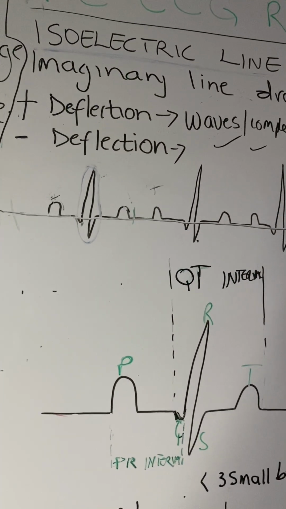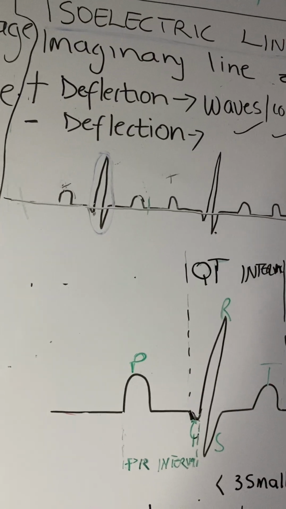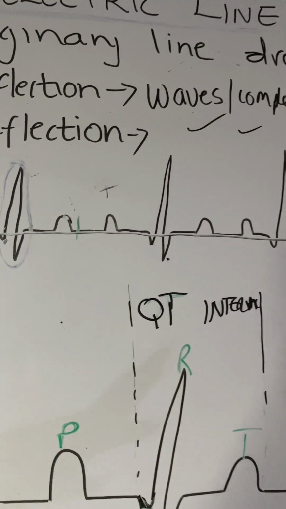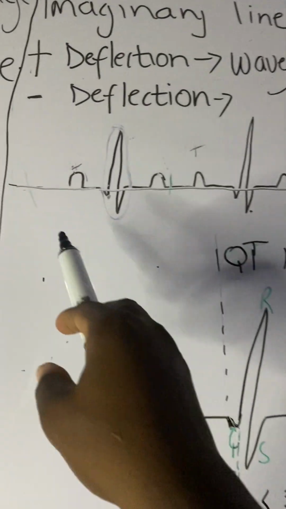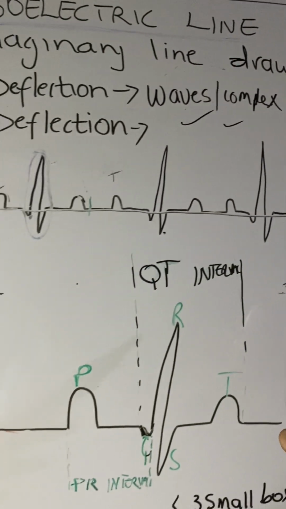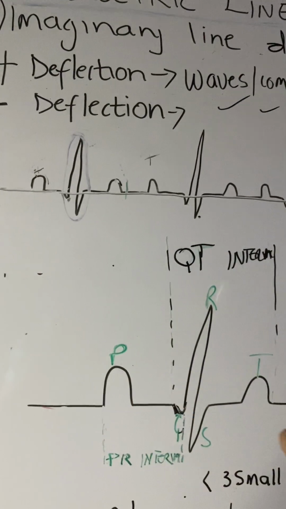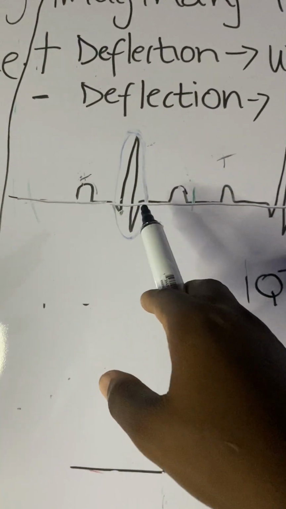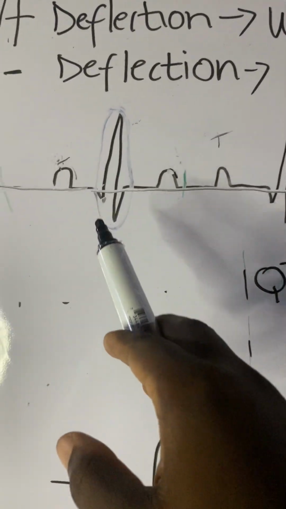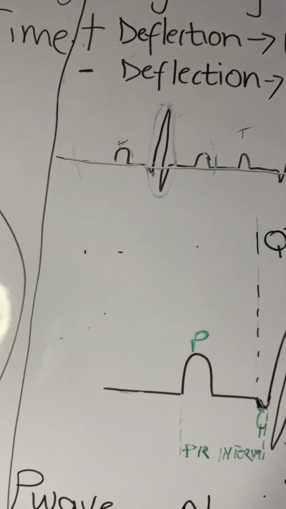All right, now let me take that again. You have an ECG rhythm or a strip. You draw an imaginary line through this way. When you do that, anything above that line is positive and anything below that line is negative.